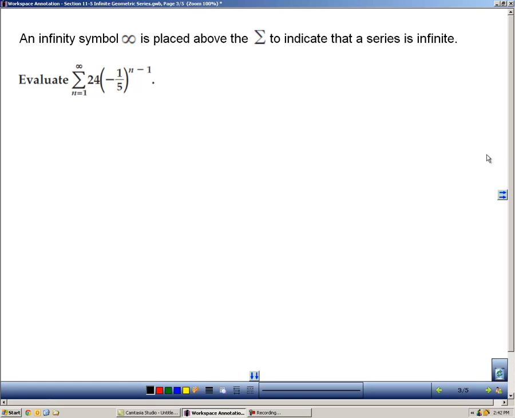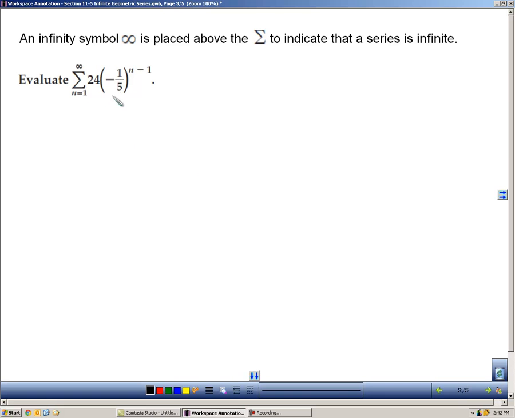This example is written in sigma notation. Remember, that's what this value means. This letter means the sum or the series of this sequence, and the infinity symbol means that the series is going to be infinite. So we're going to evaluate the sum of this infinite series.